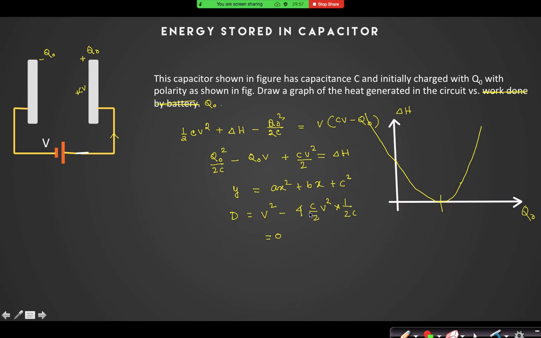So it will always be above the Q naught axis, and even if you increase the Q naught value, the delta H will gradually increase again. So first it will decrease and then the delta H value will increase again, and where the delta H will be 0, definitely if Q naught equals CV, then the battery will not do any work, because the initial and final conditions are the same in that case. So the battery will not do any work if Q naught is equal to CV. In that case, the delta H will also be 0.